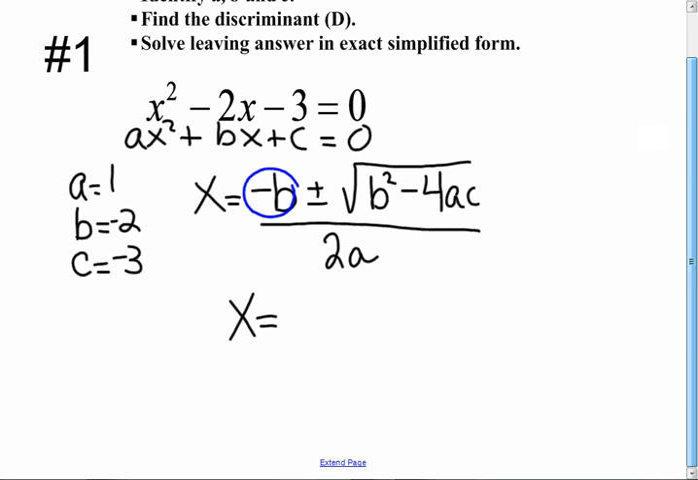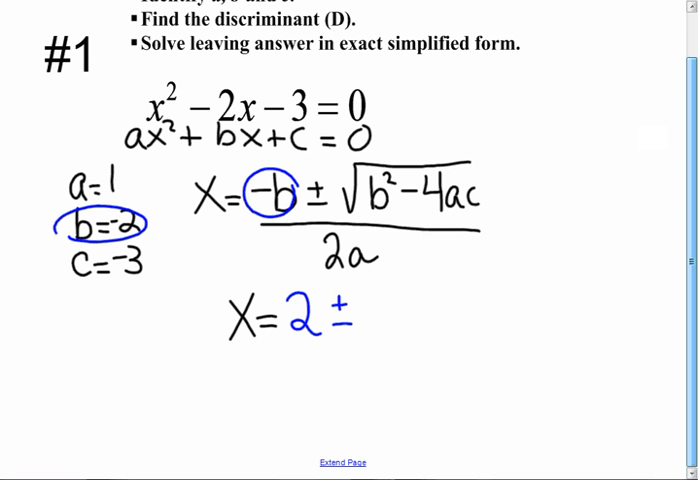See, it does work. Okay, you guys, we're going to make this easy if you listen. This says, do the opposite of B. Jane? There's B. What's the opposite of B? Positive 2. Okay, no, it's 2 plus or minus.